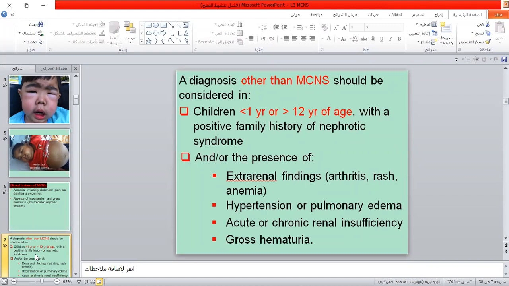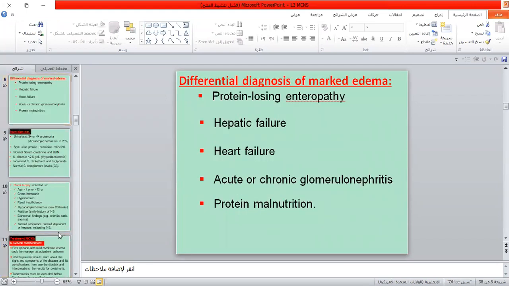So, patient with edema and proteinuria, إذا كان الage مالته less than 1 year or more than 12 years, this is very important شباب. Very important. Less than 1 year or more than 12 years with positive family history of nephrotic syndrome, أو كان عنده extrarenal findings like arthritis, rash, or anemia, hypertension or pulmonary edema, acute or chronic renal insufficiency, or gross hematuria, I must consider other diagnoses other than minimal change nephrotic syndrome.